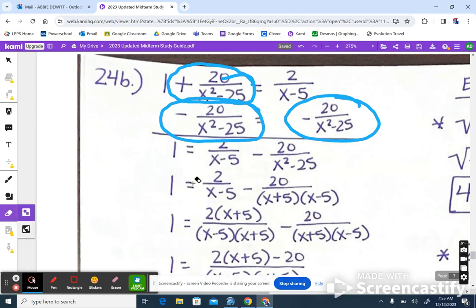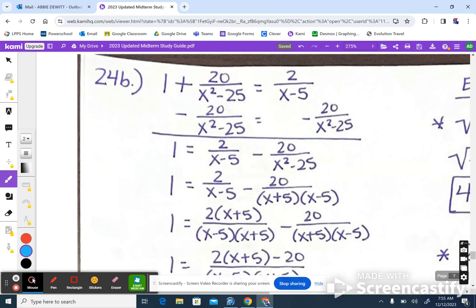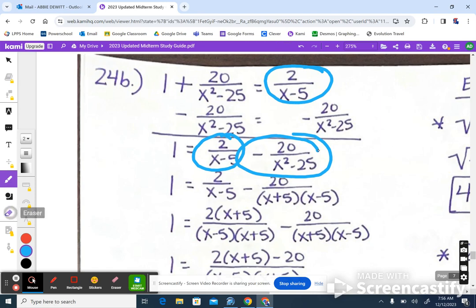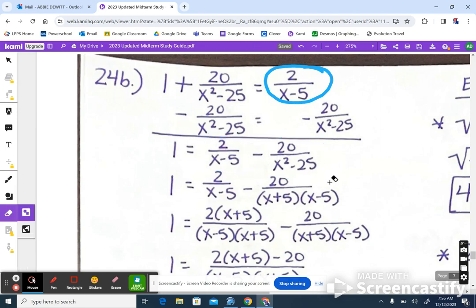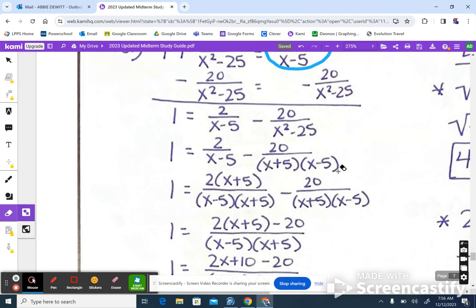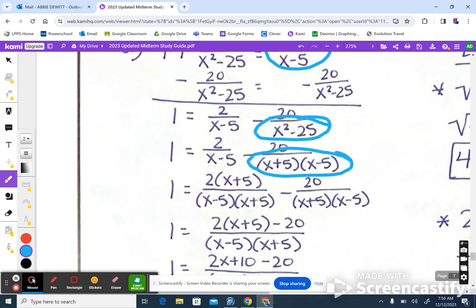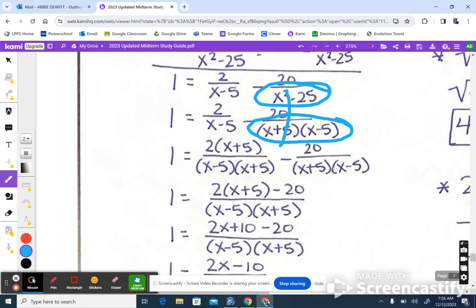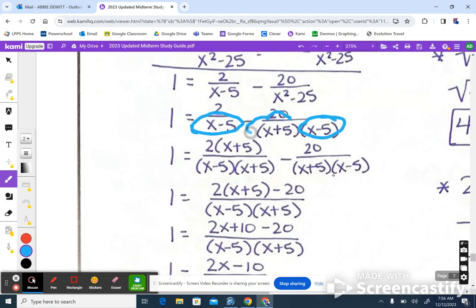When you do that, you get 1 minus 2 divided by x minus 5, what I started with on the right, minus 20 over x squared minus 25. Factor out x squared minus 25. When you factor out x squared minus 25, you get x plus 5 and x minus 5. Okay, because what two numbers multiply to negative 25 but add to 0 because you don't have a b value? That's positive 5, negative 5. At that point, you realize that in your first term, you are missing your x plus 5. I have x minus 5, but I'm missing the x plus 5.